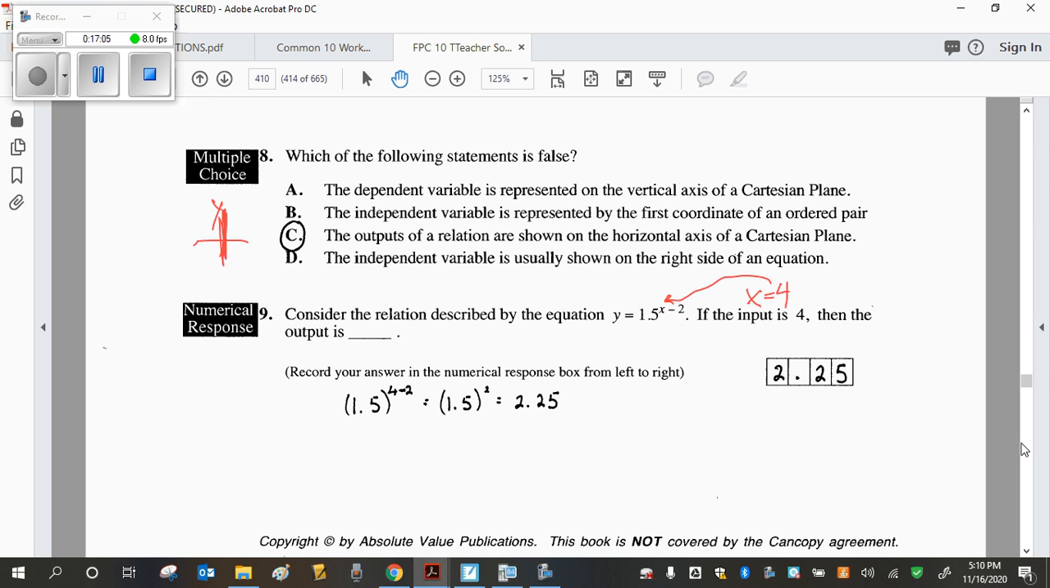And I'm not going to write it again. They do that right there. So 4 subtract 2 is the exponent. 4 subtract 2 is squared, and you square 1.5. And it doesn't say round to the nearest tenth, so you need the whole answer.